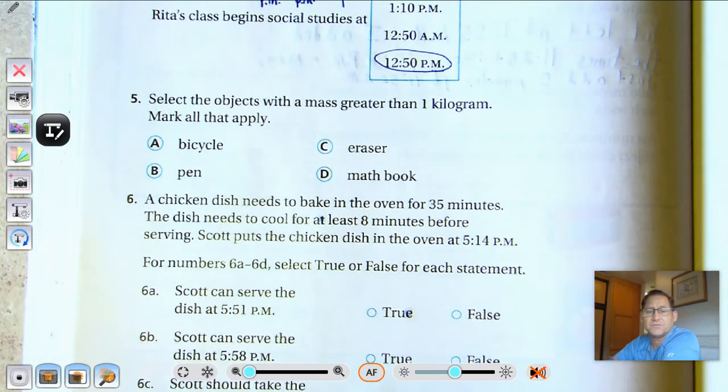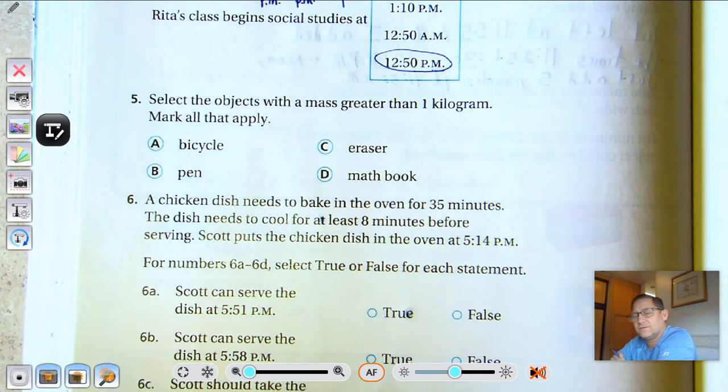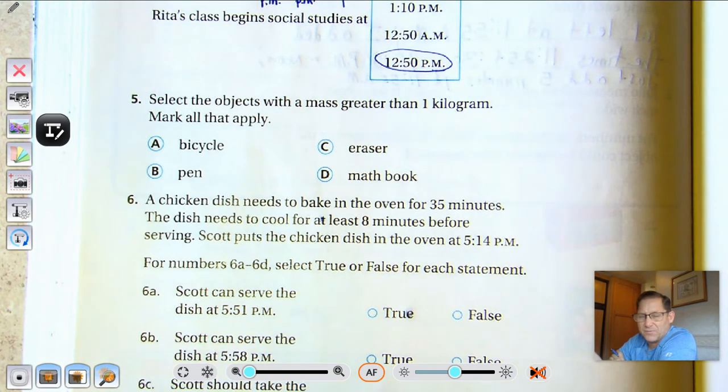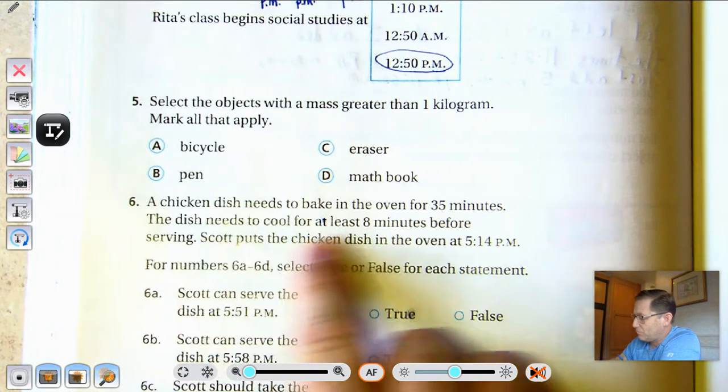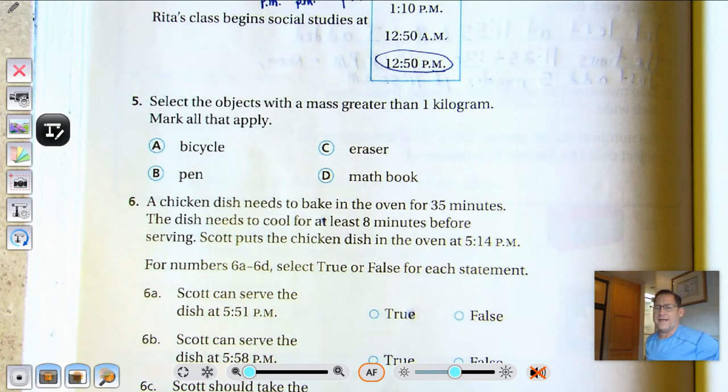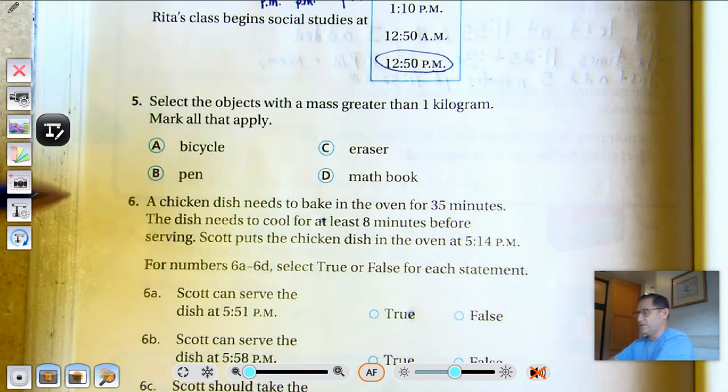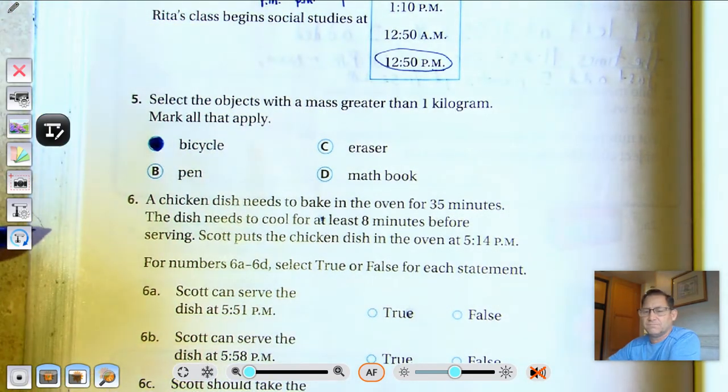Number 5, select the objects with a mass greater than 1 kilogram. Mark all that apply. So now let's think about what we were relating weight in grams to. We said a gram is about the weight of a paper clip, or maybe even like a dollar bill. A kilogram would be a box of 1,000 paper clips. So thinking about that, which of these would be more than a box of paper clips? Okay, more than a box of paper clips. A bicycle definitely would be, right? Your math book? Yeah, math book.